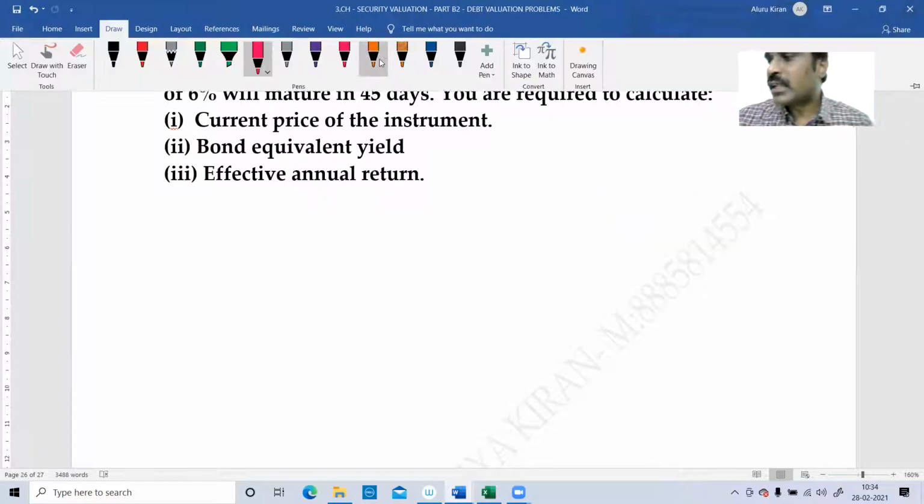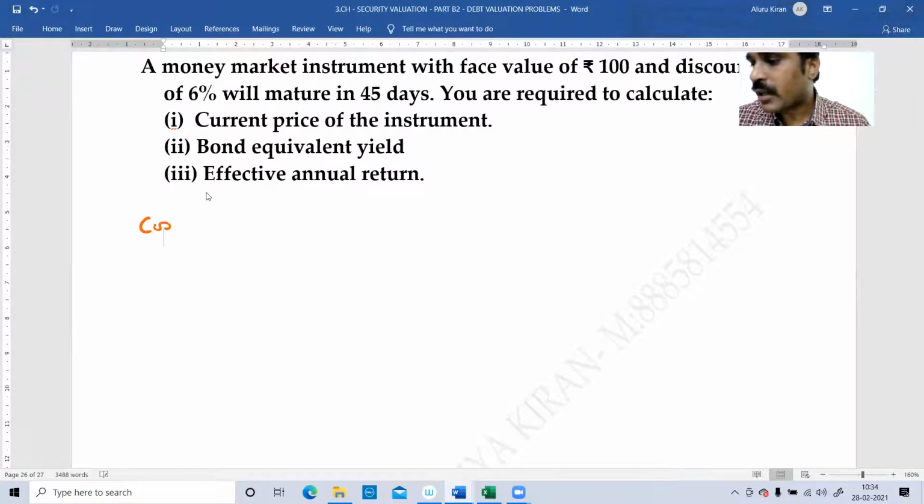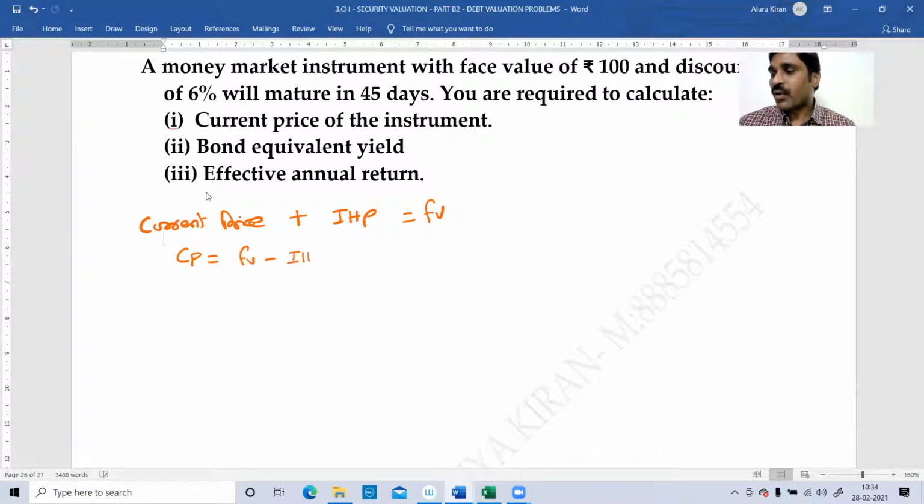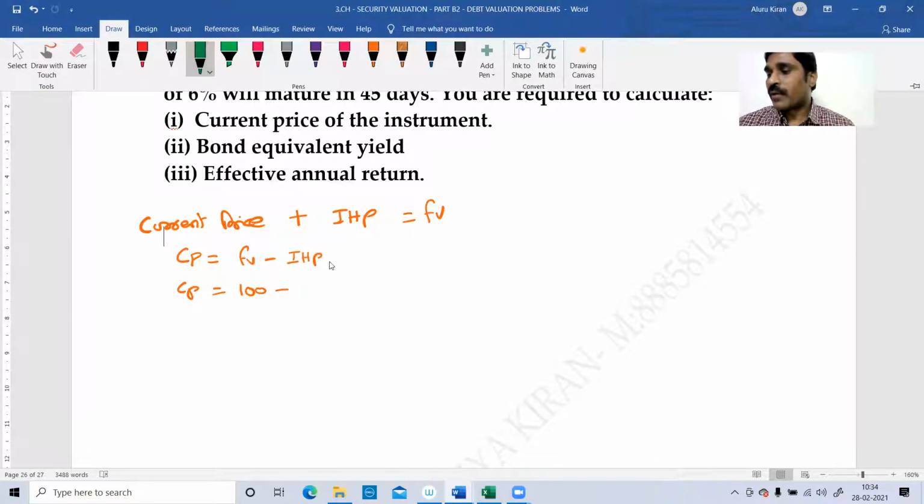Where is the current price lying in the formulas? In the formulas, face value is equal to current price plus income for holding period, which I'll call IHP. If I want the current price, face value minus income for holding period, I'll get. Face value they have already given in the question: 100. Now what I have to calculate is the income for holding period.